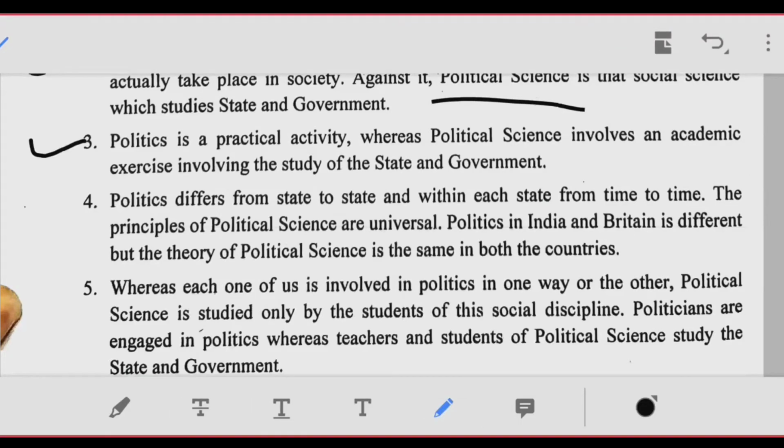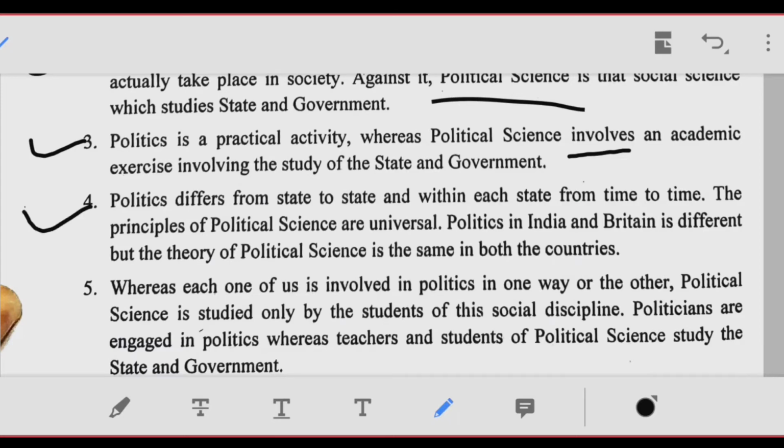Politics is practical activity, as I told you. What is politics? Politics is practical activity, whereas political science involves an academic exercise involving the study of state and government. So when we study in school, that is upper class, 10, 11, 12, and when we go to colleges and universities, when we study about state and government in various forms, in a lengthier form, that is political science. As I told you earlier, political science is not a subject. Political science is a discipline. So politics is practical, whereas political science is the study of state and government. When you are studying about the state and government, that is political science.